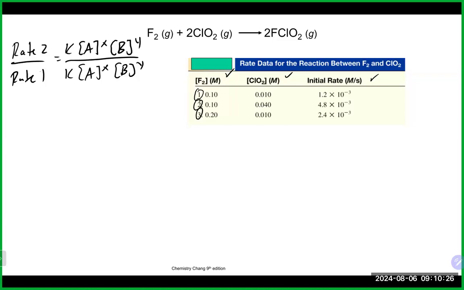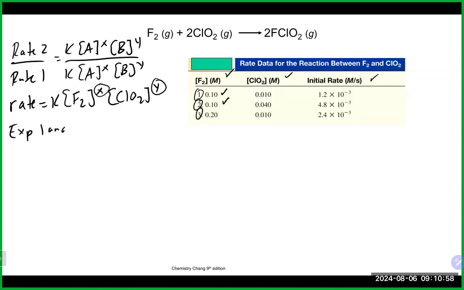So if we wanted to do that, for example, if we look at this reaction, our generic rate law would be the rate is equal to K times F2 to the X and ClO2 to the Y. Our goal from this table is to try to figure out what each of those values represents. To do that, I'm going to go to the table, and I can see that in experiments 1 and 2, the concentration of F2 stays the same. So I'm going to start with that. I'm going to look at experiments 1 and 2.